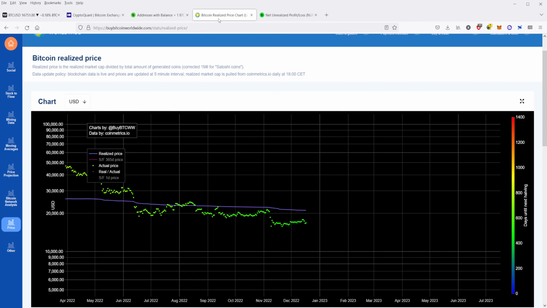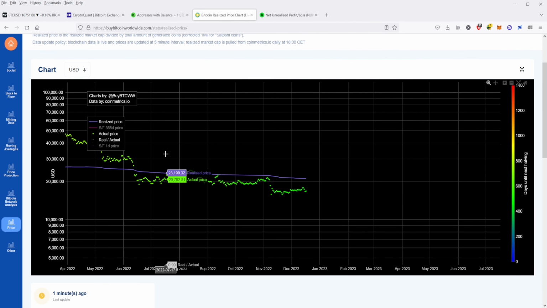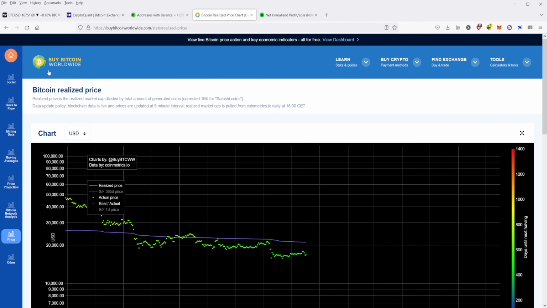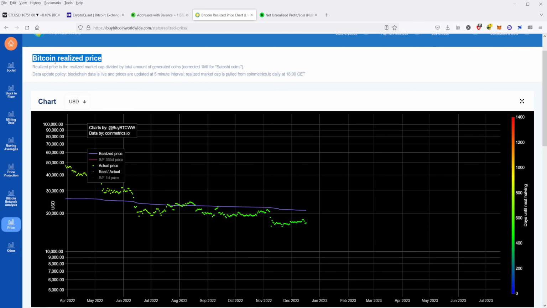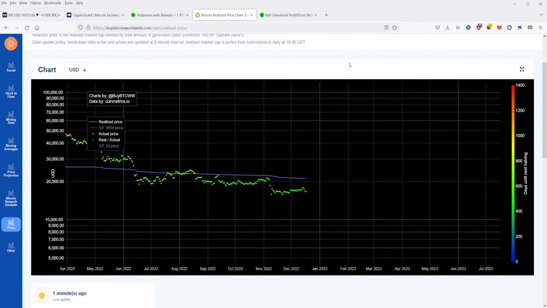We're also going to take a look at the realized price. I haven't looked at the realized price in some time because we've been under the realized price for the past couple of months, but I think it's worth talking about. I'm over here at the Buy Bitcoin Worldwide site, looking at the Bitcoin realized price. You can think of the realized price as an average cost basis for the market. The realized price right now is 21,000, whereas the actual price is 16,780. So it's a significant discount right now to the realized price.